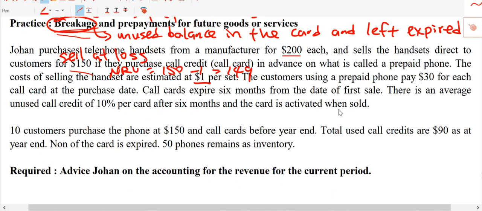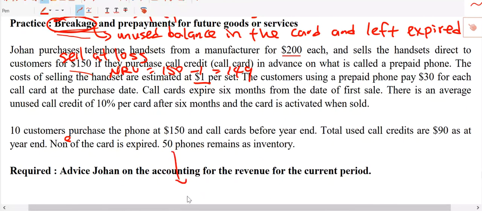10 customers purchase the phone at 150 and also the core card at 30 per card before the year end. Total use credit $90 as at the year end from these 10 customers. None of them is missing out. Okay, none of the cards is expired. They are still activated.